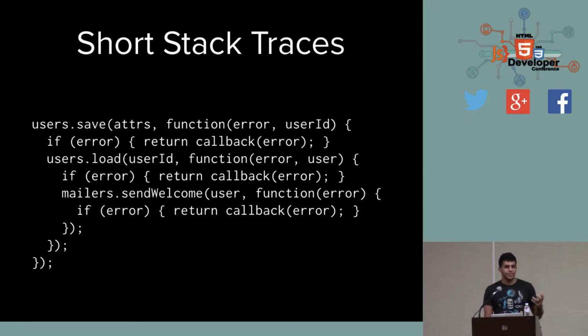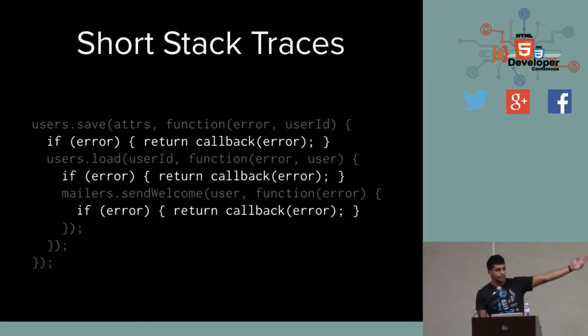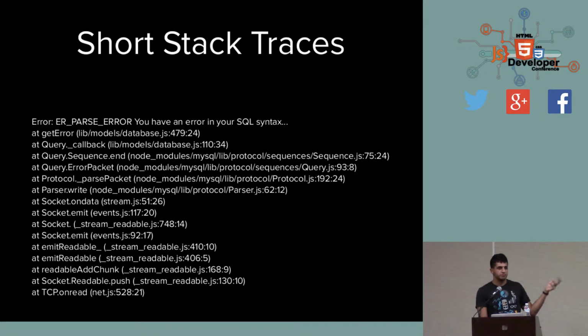The second thing is short stack traces. In short, you have asynchronous callbacks, right? So you're saving a user, you're loading it up again, then you're sending them an email. And then your error handling is just this returning of the errors, and you're not doing anything special there. So do any of you guys actually do error handling like that? Just pass it up the chain? Right, you should be passing it up somewhere or handling it somehow.